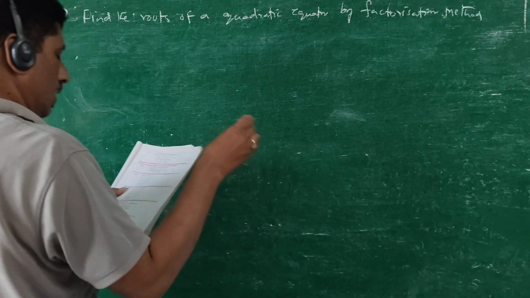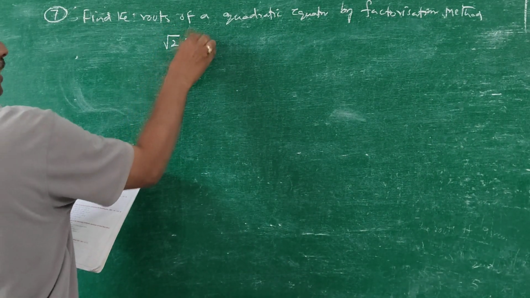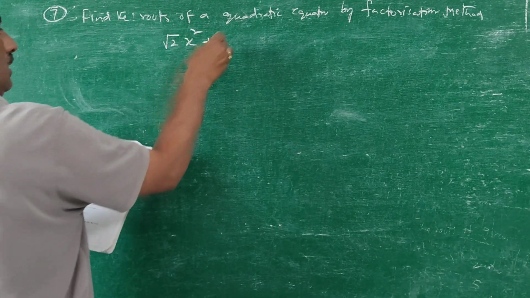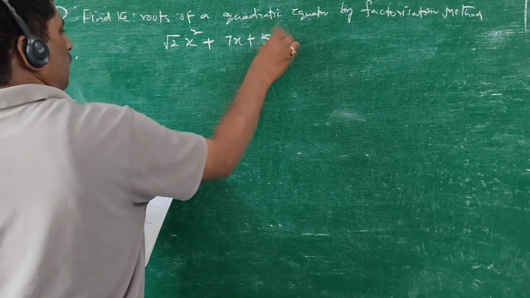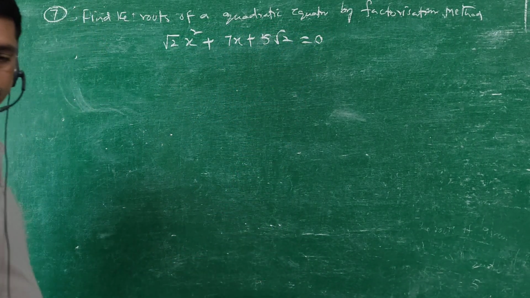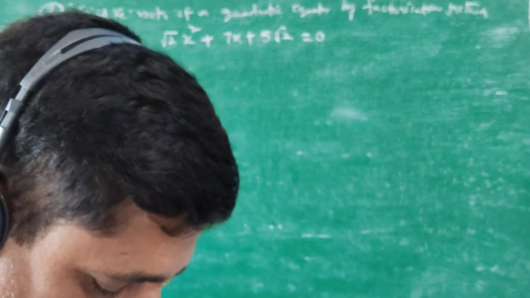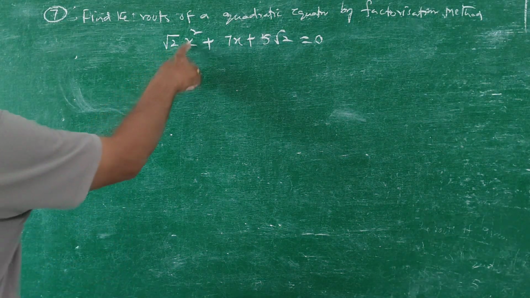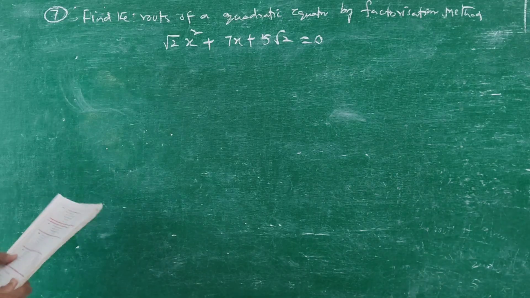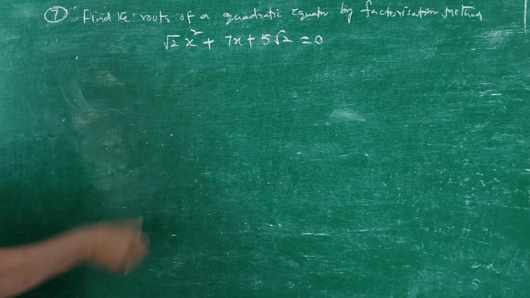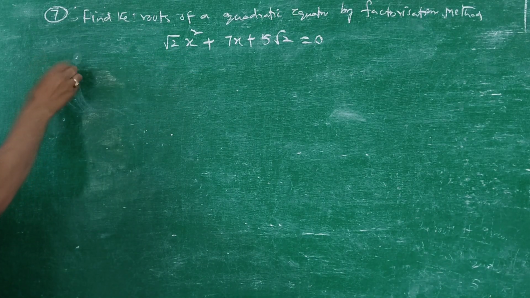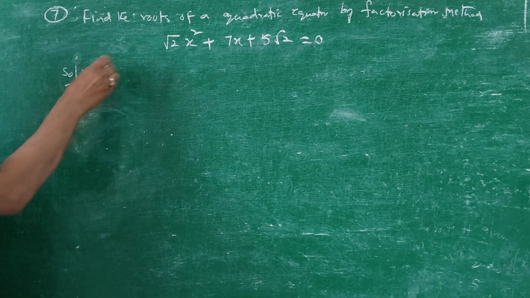So the given quadratic equation is root 2 x square plus 7x plus 5 root 2 equals 0. It is actually a quadratic equation, right? Why? Because the degree of the equation is 2. We have to split this into two linear factors, the same procedure we followed in the previous question.